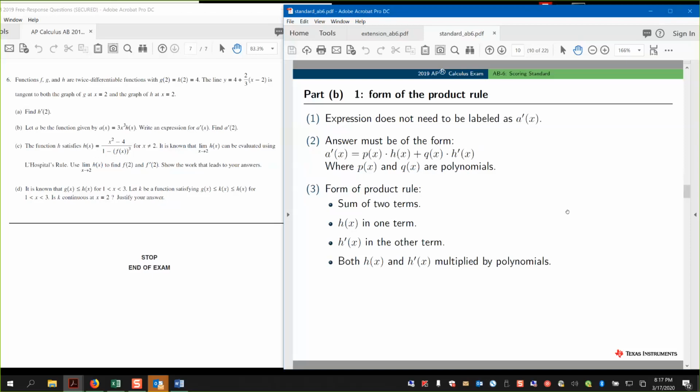So this form of the product rule means the following. It has to be the sum of two terms. H of x has to be one of the terms. H prime of x has to be the other term. And both h of x and h prime of x must be multiplied by polynomials. So you can't introduce a log function or a trig function.